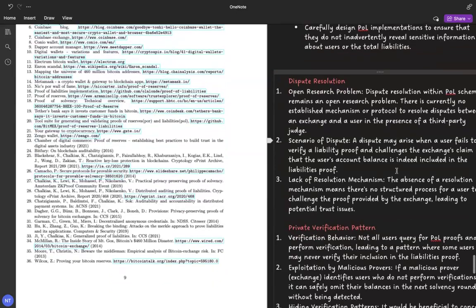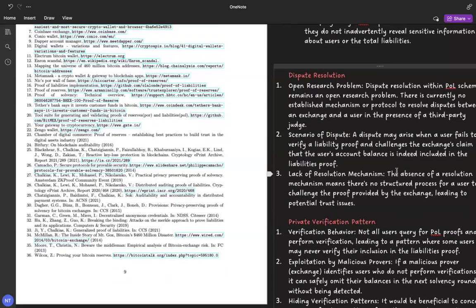And the last item in the paper is dispute resolution. This is out of the scope for Summa, but the authors briefly mention that dispute resolution is basically an open research problem. None of the existing schemes implement it in any way for now. And these disputes can be anything, such as whether some users' balances were reported correctly in the tree, or users whose accounts don't exist in the tree. So there are claims of that kind.